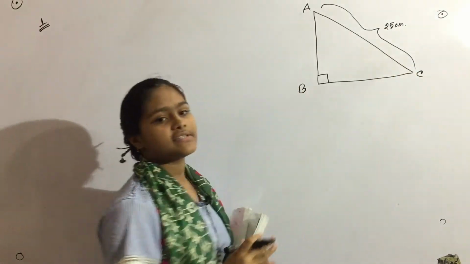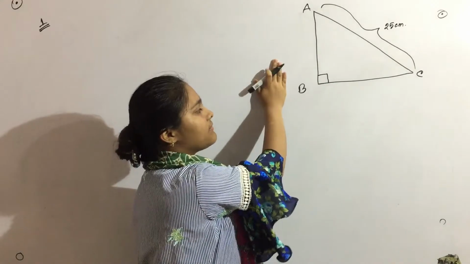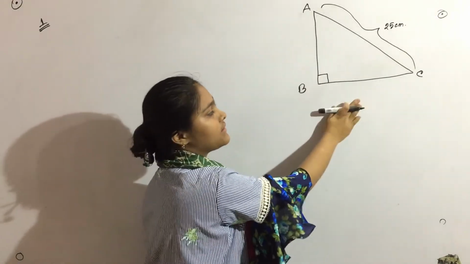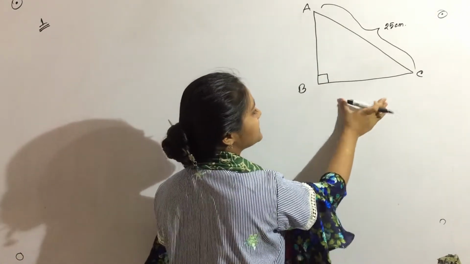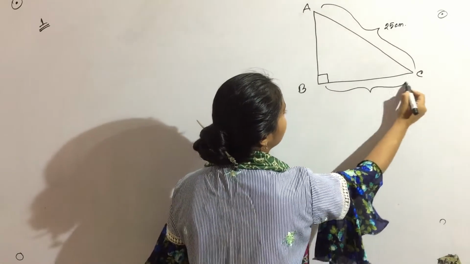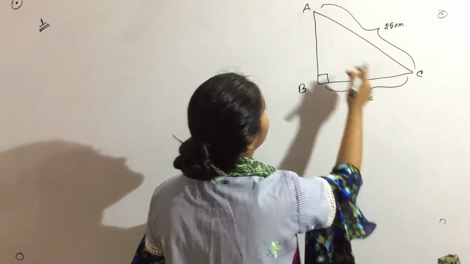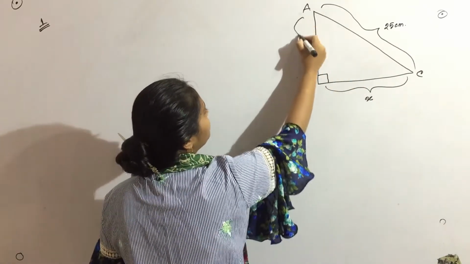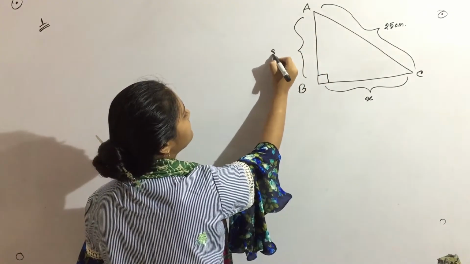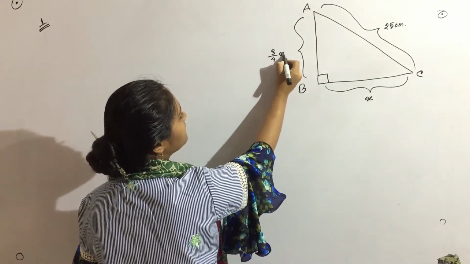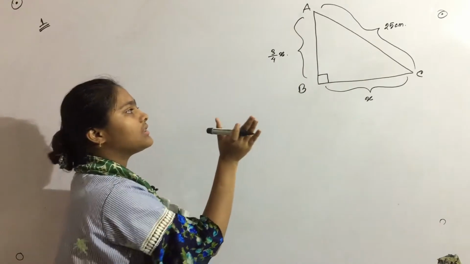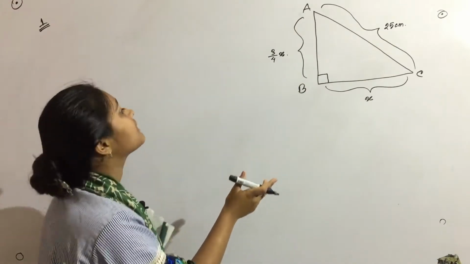Next, it is written that one side AB is 3 by 4th of the other side BC. Now, if we consider side BC as x, we can see that side AB will be 3 by 4th of x. Now, all the sides have been named properly.